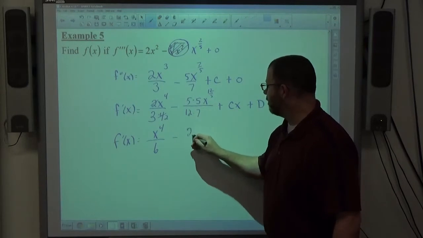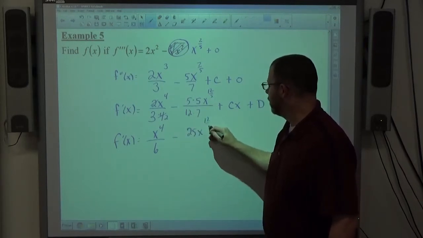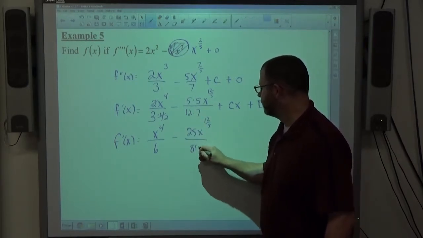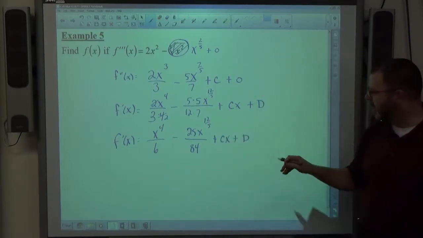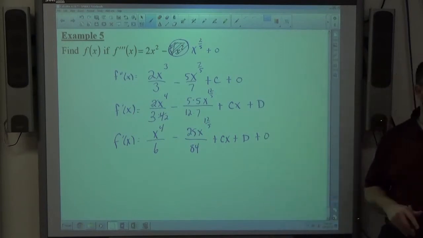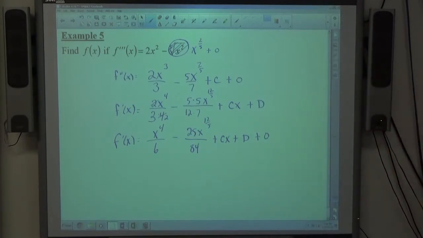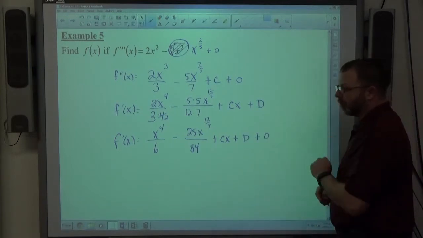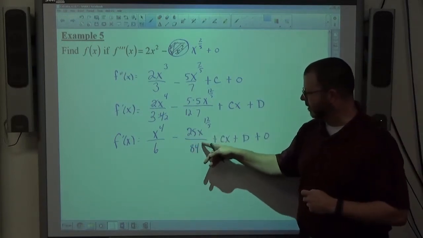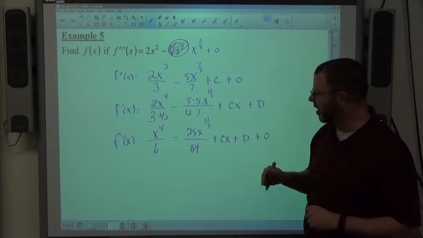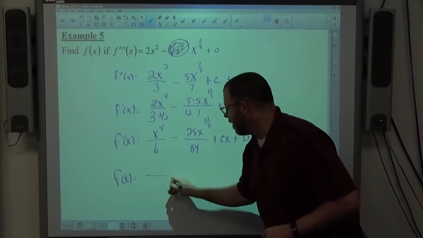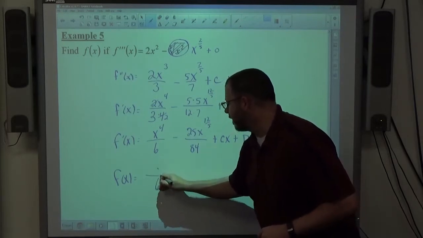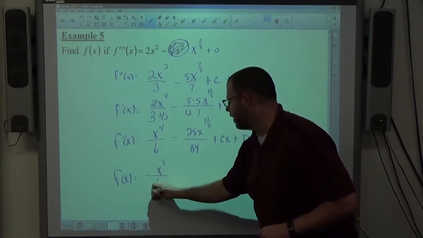This becomes 25x to the 12/5 over 84 plus cx plus d. And again, there's officially a plus 0 there because there could have been some constant in the original function whose derivative is 0. Okay, every term's as simple as it can get. Starts just like this, but it's about to get uglier. So f of x equals, so the first one, I've got 1/6 already, right? X goes to the 5th power, and we're going to multiply 6 times 5.